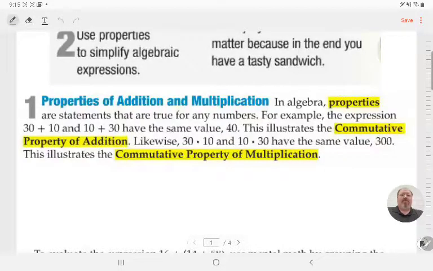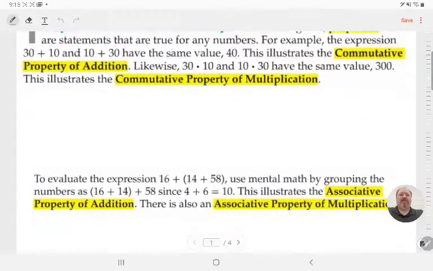In algebra, properties are statements that are true for any numbers. For example, the expressions 30 plus 10 and 10 plus 30 have the same value of 40. This illustrates the commutative property of addition. Likewise, 30 times 10 and 10 times 30 have the same value, 300. This illustrates the commutative property of multiplication. So this is just when you change the order of things.